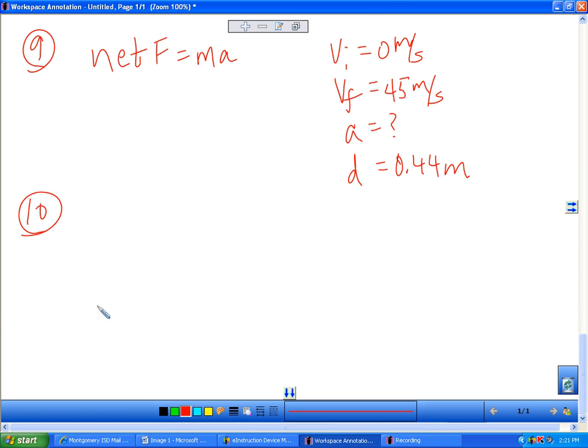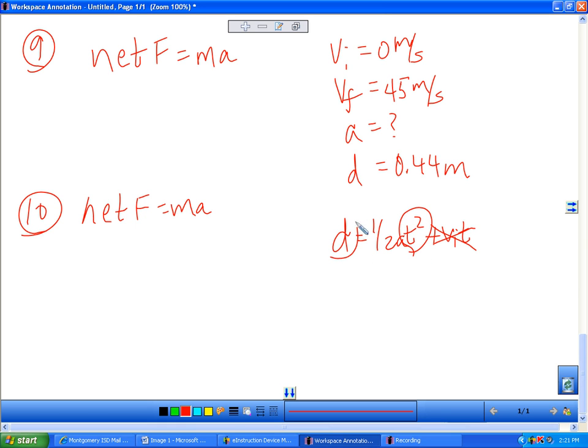Number 10 is next. During a circus performance, a 72-kilogram human cannonball is shot out of an 18-meter-long cannon. If the human cannonball spends 0.95 seconds in the cannon, find the acceleration, well, find the force. Same thing, net F equals MA. And I believe you have D equals 1/2 AT squared as an option here because he is initially at rest, and you know how long he's in the cannon, and you know how far he has to move through the cannon, so you can solve for the acceleration. And then once you have that, you can go back up and get the net force. More repetition.